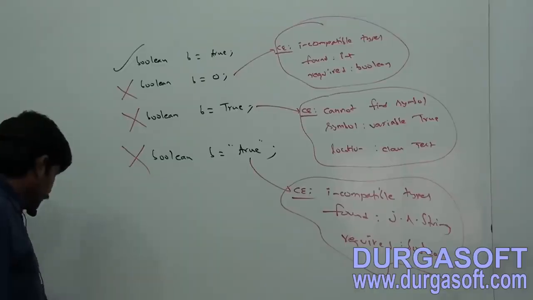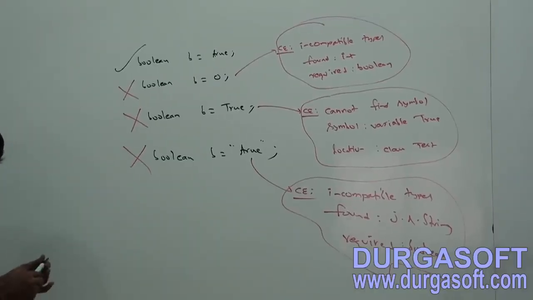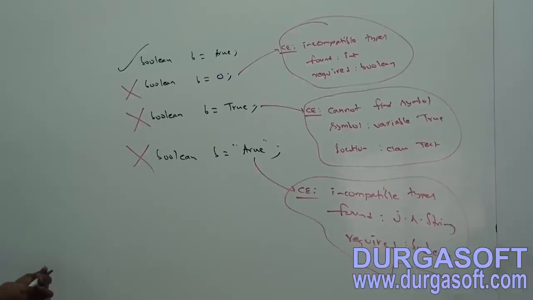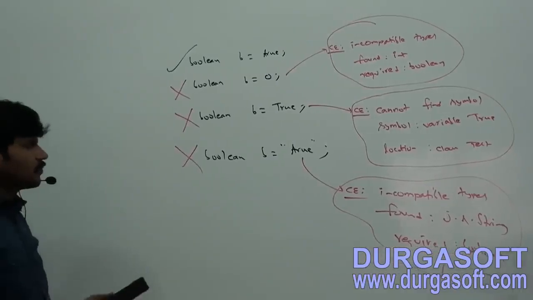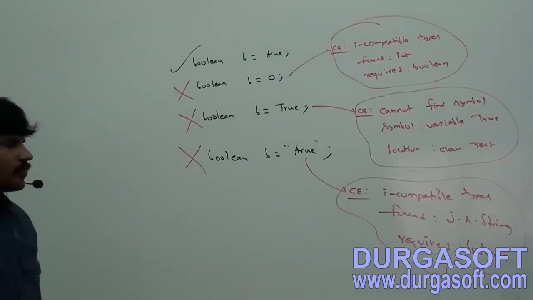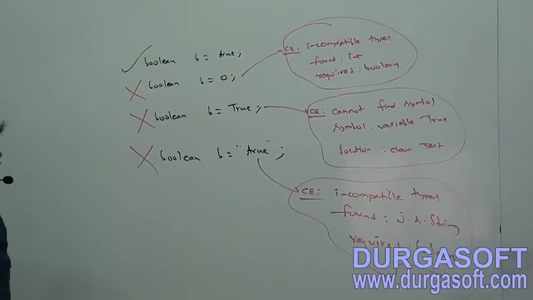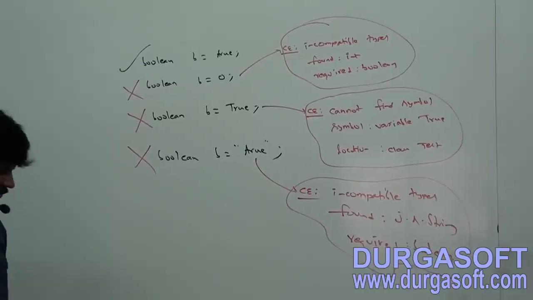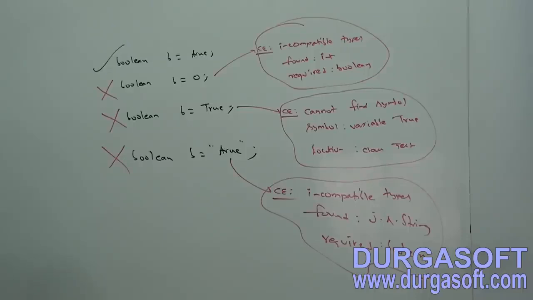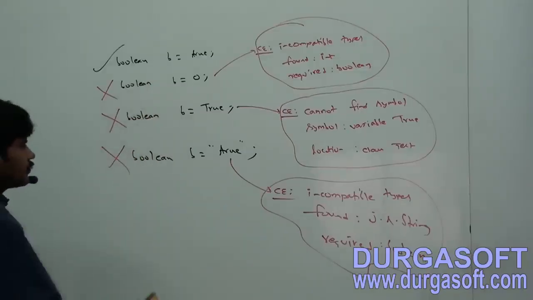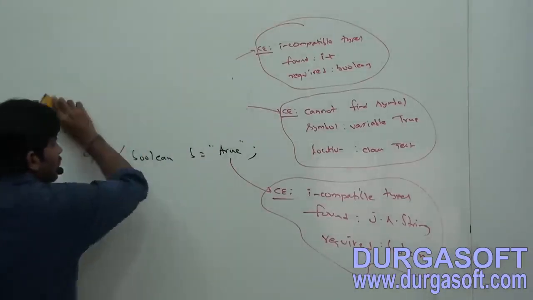Completed, I hope. Clear, right? Boolean b is equal to true, 0 invalid, capital True invalid. Completed, I hope. Okay.